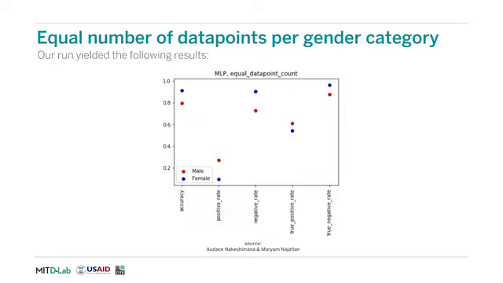These are the results that we got from training an MLP classifier on a dataset in which there is an equal number of data points per gender category. Feel free to pause the video to understand the results in more detail.